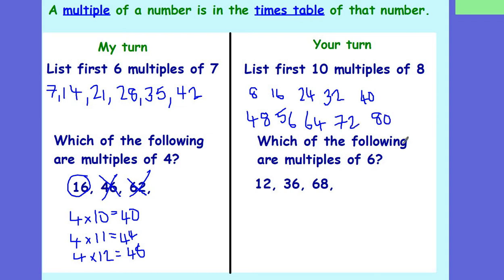And which of the following are multiples of 6? Well, 12 is just 6 times 2, so yes, that's a multiple of 6. 36 is just 6 times 6, so that's a multiple of 6. However, 68 is not a multiple of 6. We cannot multiply 6 by a whole number to give us 68.